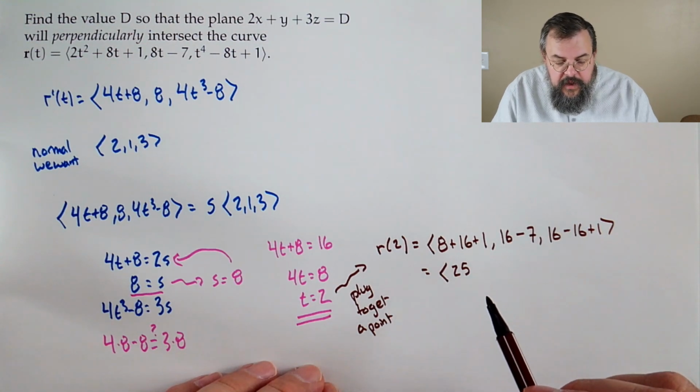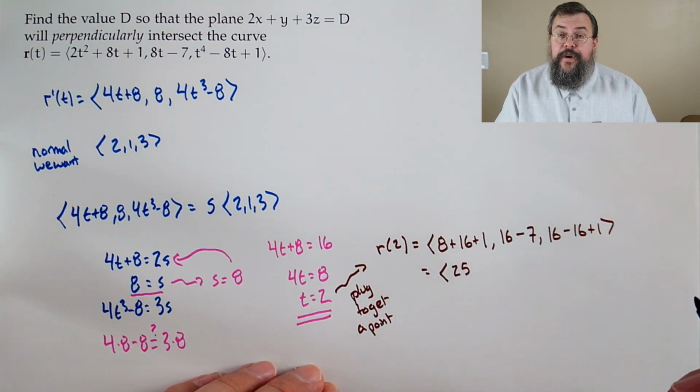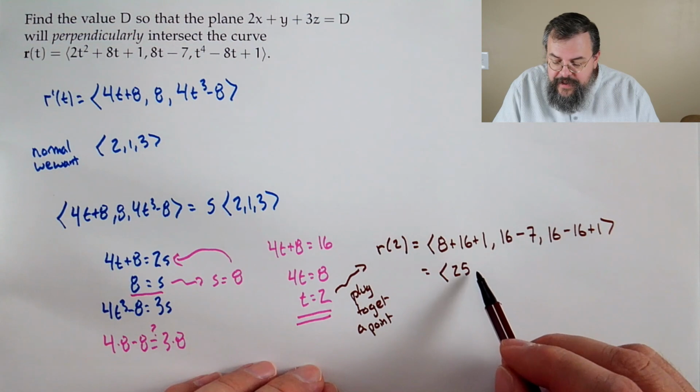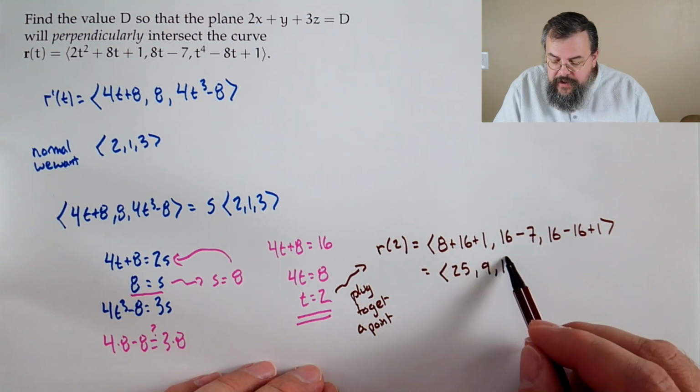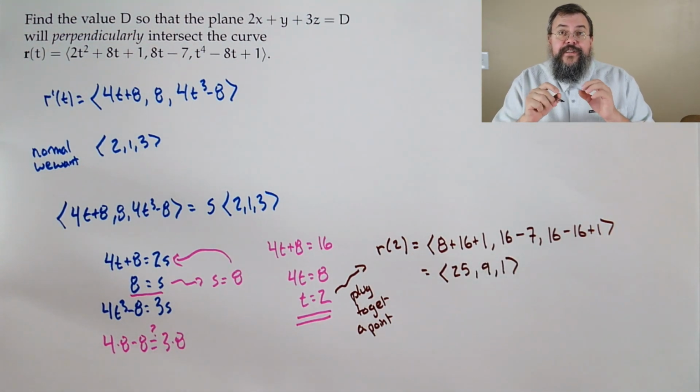Oh, that's a big number. Oh, that's all right. I mean, it's got to be a number. And 16 minus 7, 9, and 1. Okay, so that's the point that the curve is at time 2.